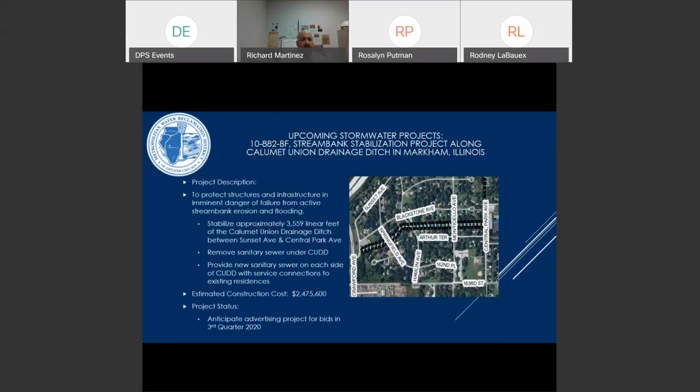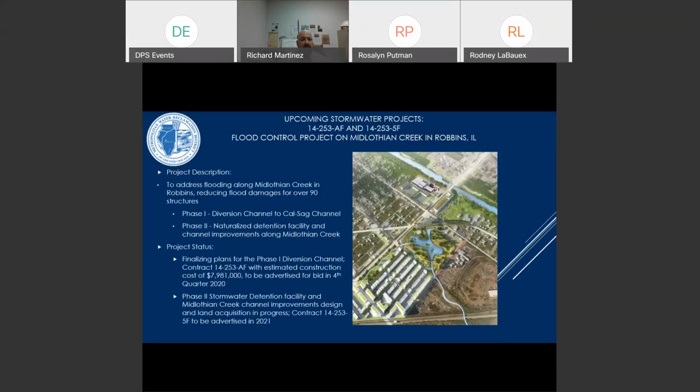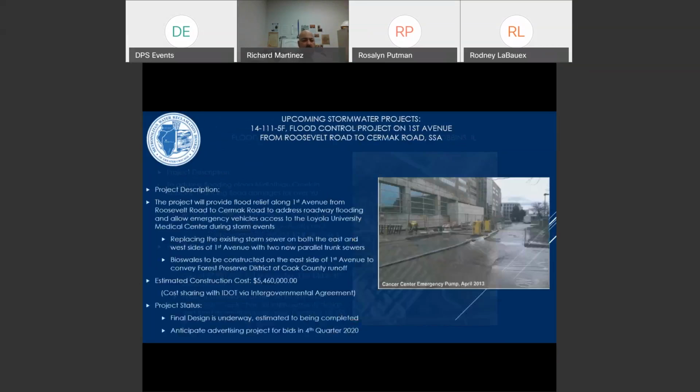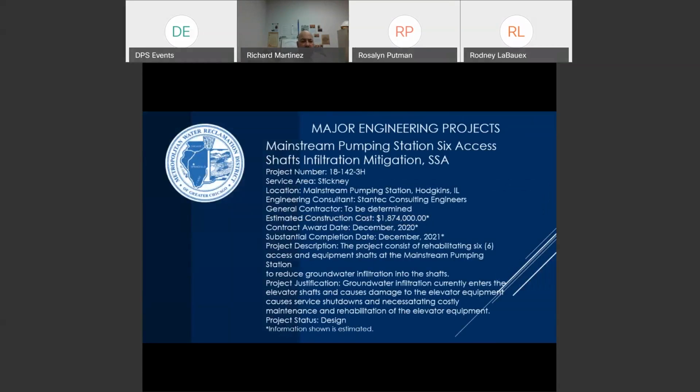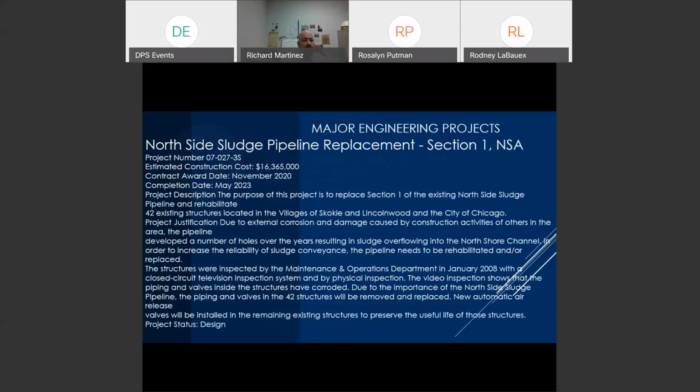All right. These are some of our engineering projects from our engineering department. These are upcoming flood control, stormwater management, and green infrastructure projects. For example, we have this one here at our Stickney plant. This is contract number 1814238. That tells you where it's at, the Stickney plant. Estimated construction cost $1.8 million. This is the tentative award date. It tells you a little bit about the project, as well as this contract here.